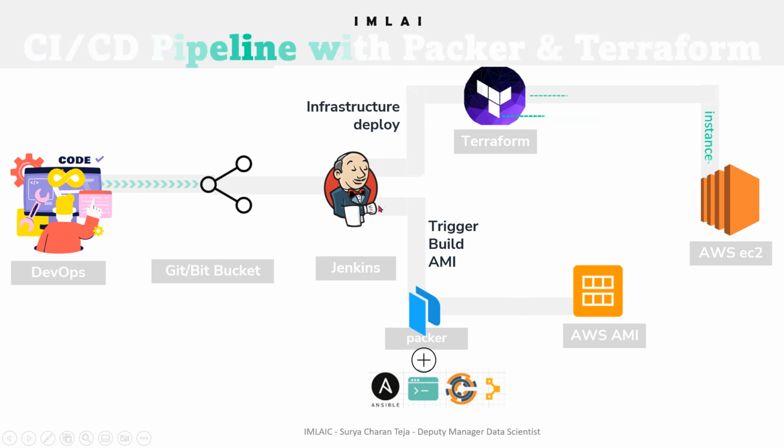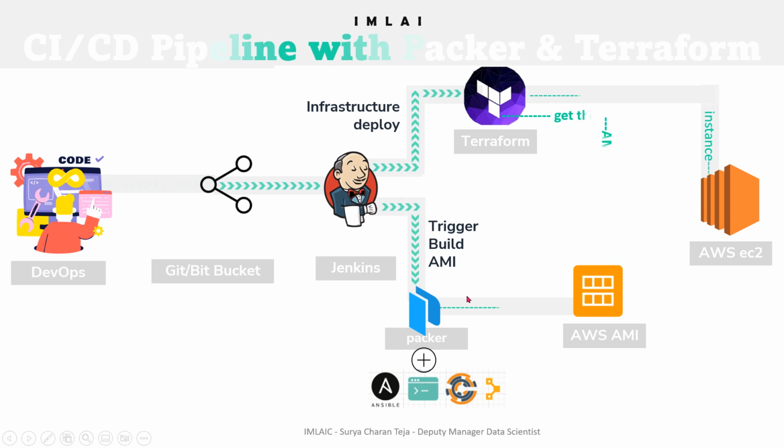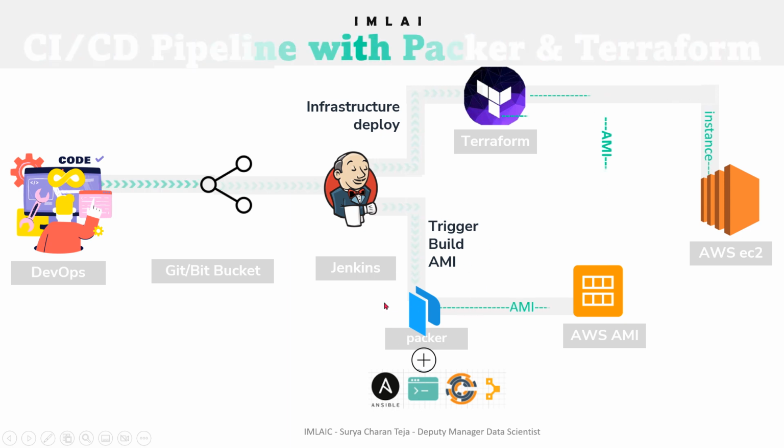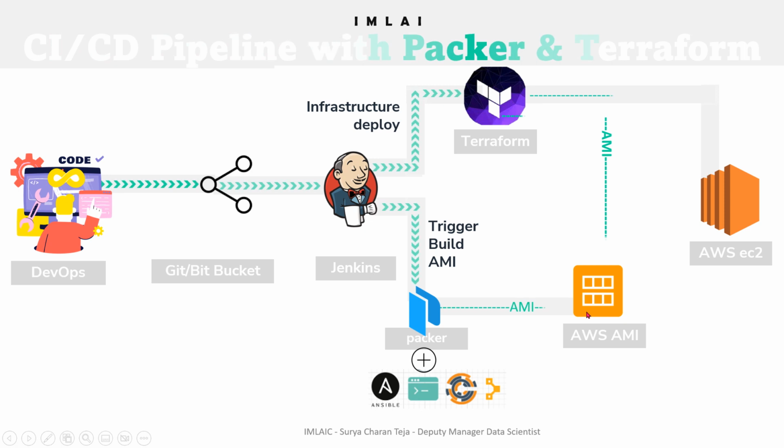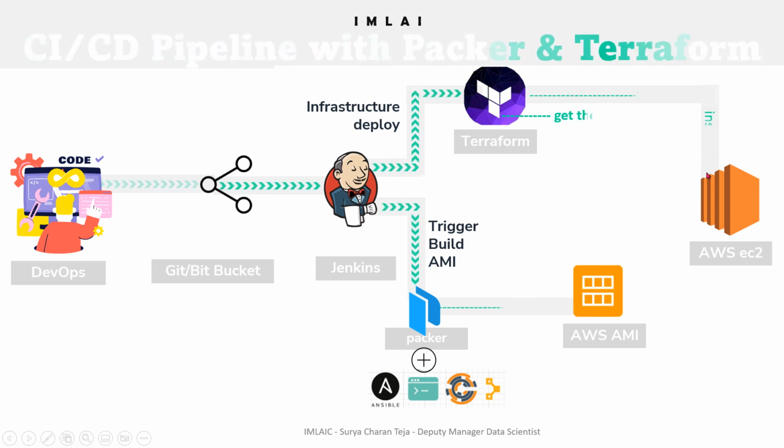Once the pipeline has been built, it will trigger an AMI build to Packer. Packer comes into action and builds an AMI image with the new changes, and then the updated new AWS AMI can be seen here. Now this image will be taken by Terraform, and Terraform gets this new updated AMI and spins up the new instance. This is how it works.